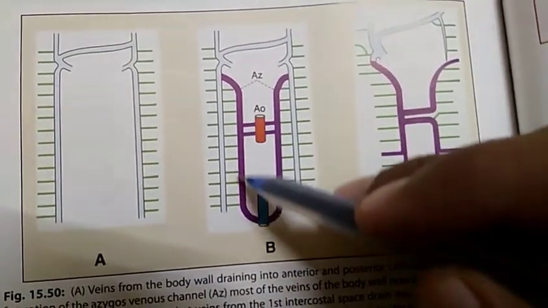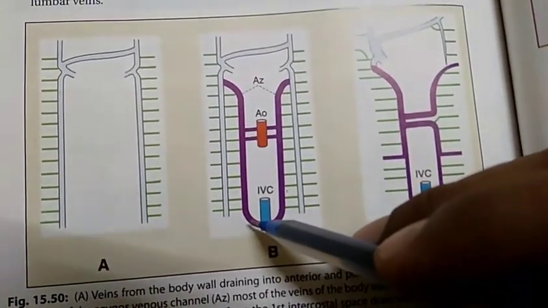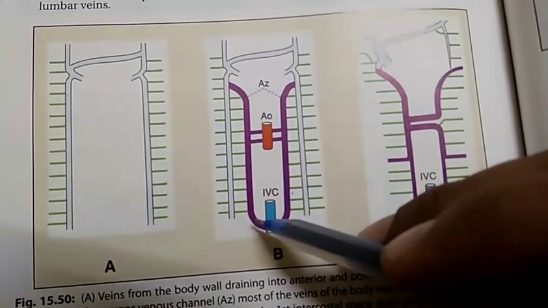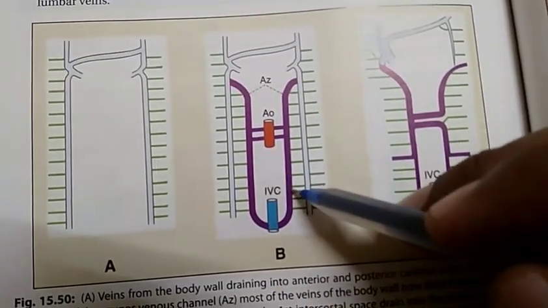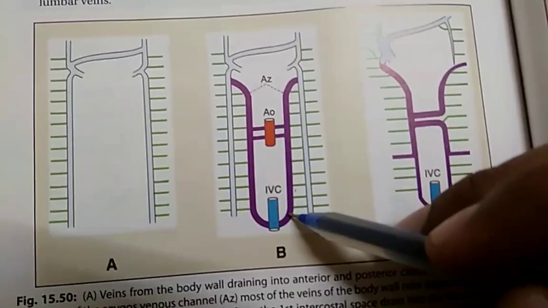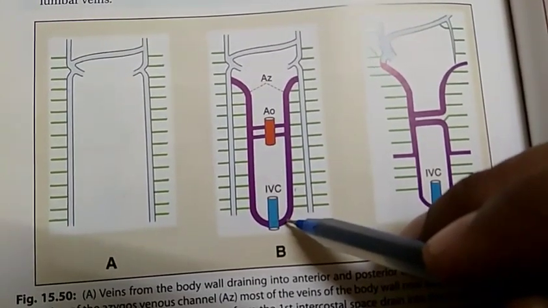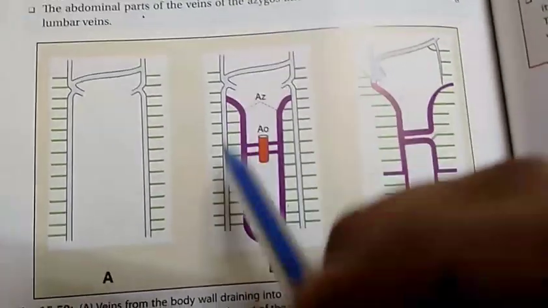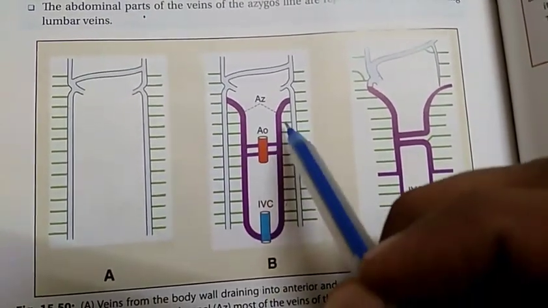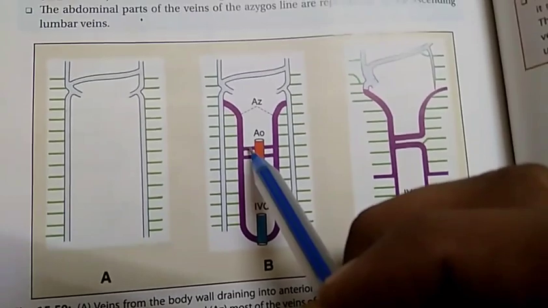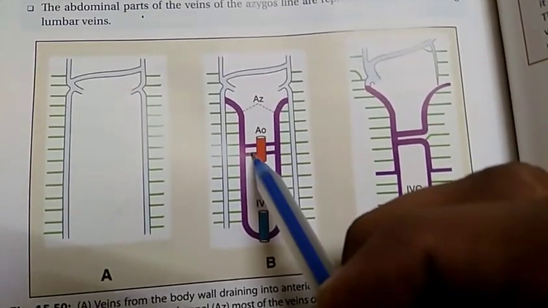Caudally, the right azygous venous line communicates with the right subcardinal vein, thereby ending into the inferior vena cava, and the caudal portion of the left azygous venous line communicates with the left subcardinal vein, thereby ending into the left renal vein. Two post-aortic communications develop between the two azygous venous lines, the cranial and caudal communications.